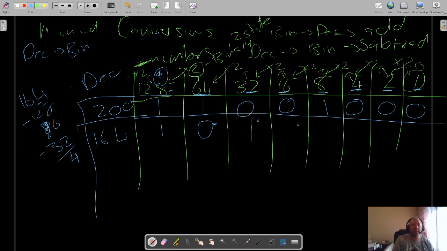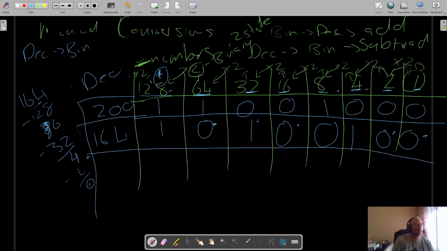Can I subtract 16 from 4? No. Can I subtract 8 from 4? No. Can I subtract 4 from 4? Yes. And we do the maths. Can I subtract 2 from 0? No. Can I subtract 1 from 0? No. So the decimal number 164 is equivalent to 101000100 in binary. Okay, so very simple procedure, very easy, nothing too difficult in there.